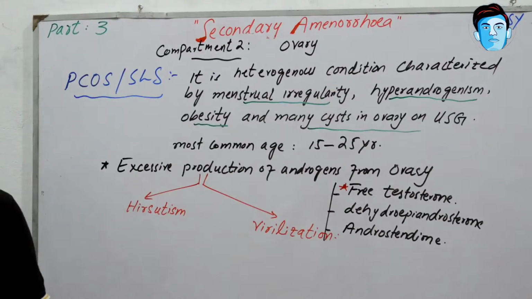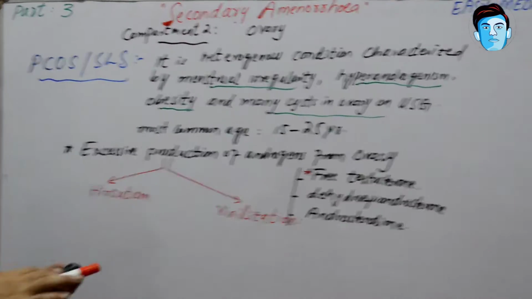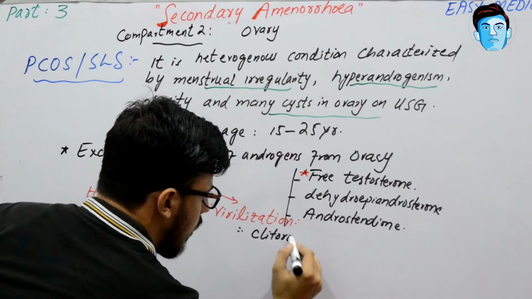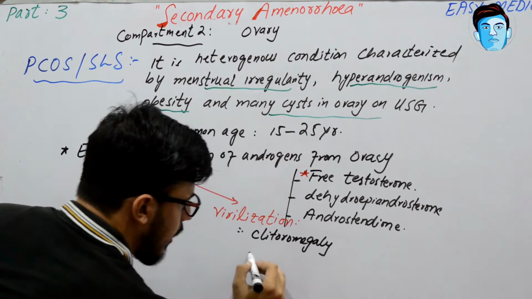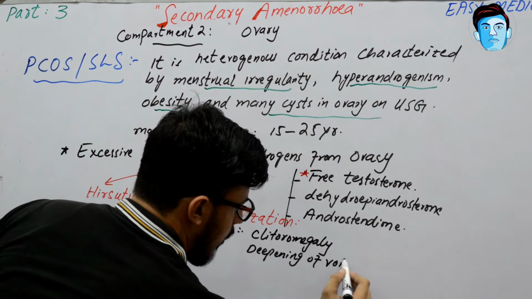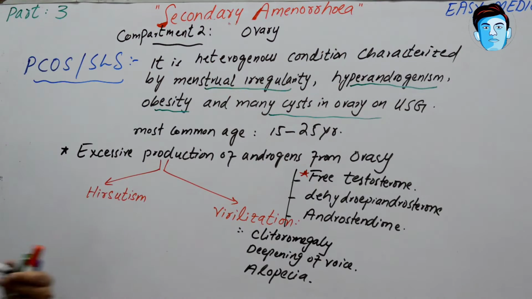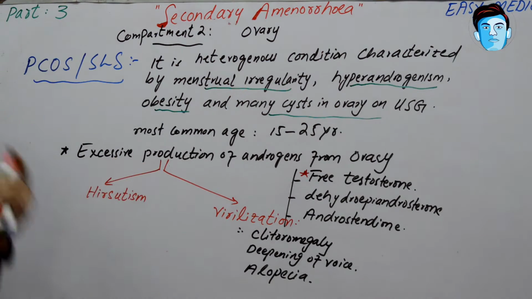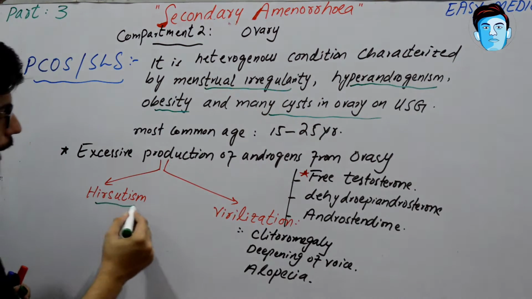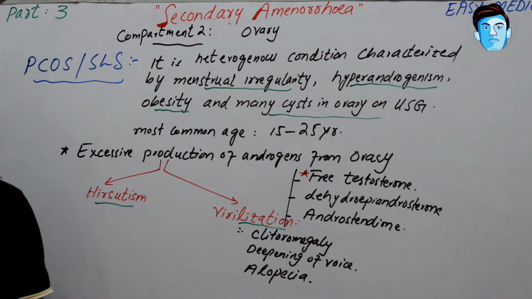Virilization means the development of exaggerated masculine characteristics. In virilization there is clitoromegaly, deepening of voice, and alopecia. So hyperandrogenism creates two issues in these patients. It can cause hirsutism and it can cause virilization. Hirsutism means excessive male pattern hair growth.